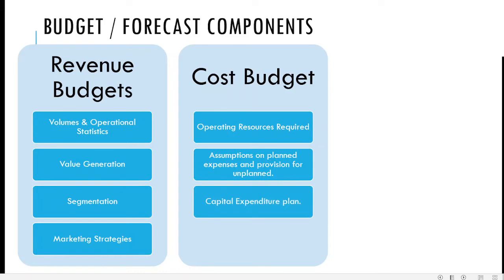And then we also need to look at the capital expenditure budget. Do we need to invest in acquiring new companies, or acquiring new research, new patents, new products?